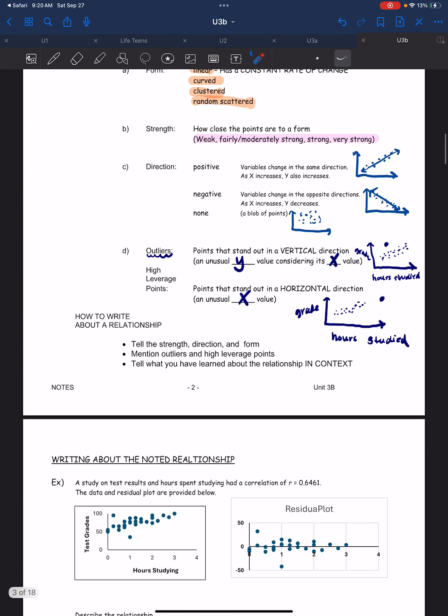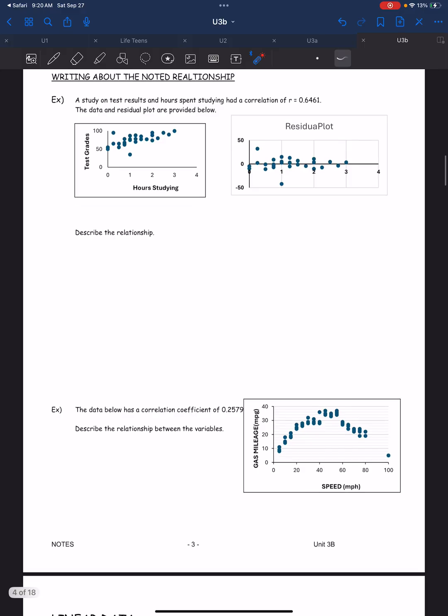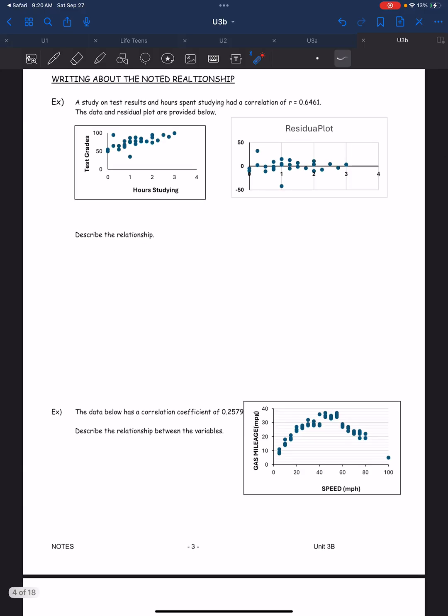So if you go over here to the next page, we're going to look at two sets of data and see if we can talk about the relationship that we see. Looking at the very first one, it says, a study on test results and hours spent studying had a correlation of R equaling 0.6. For right now, if you want to highlight this correlation of R and this residual plot, just make a note, we are going to be learning about this later.